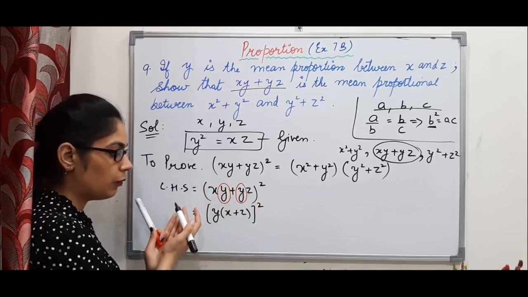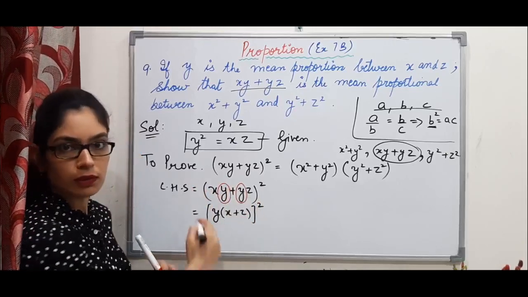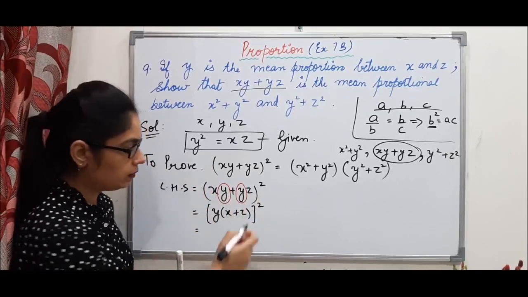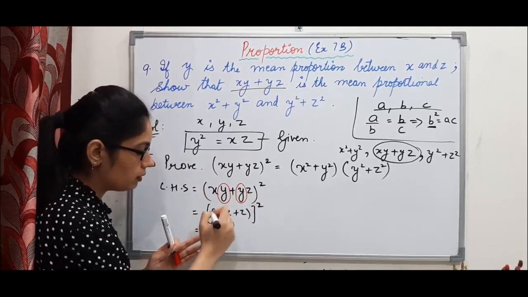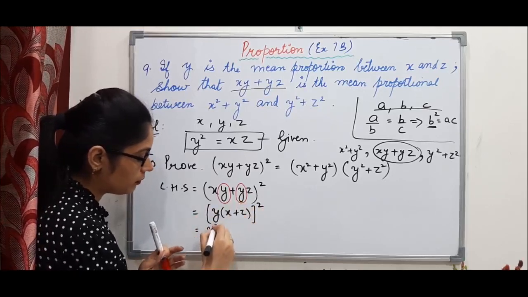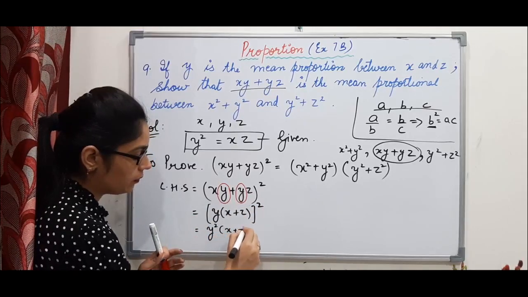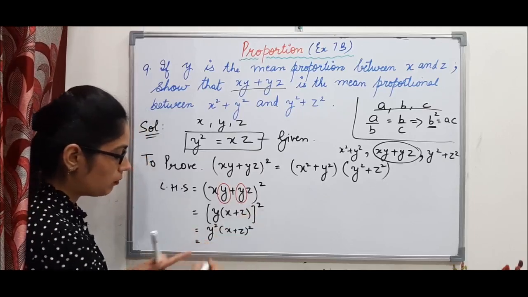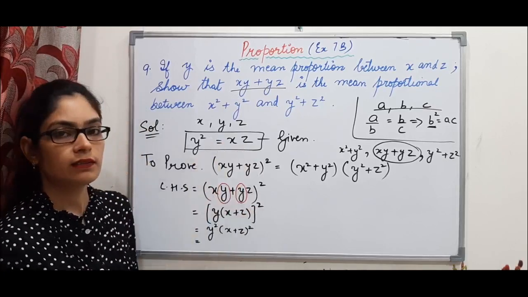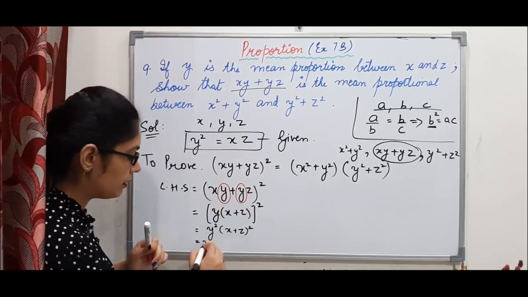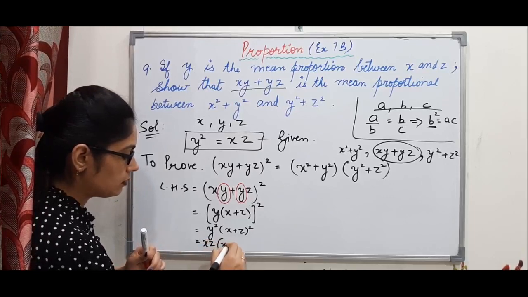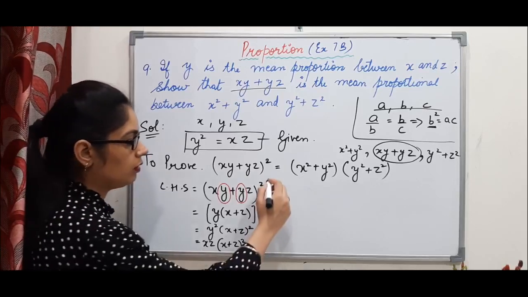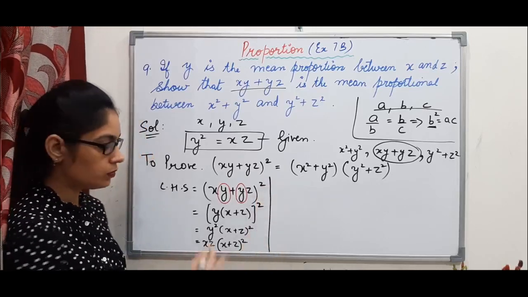So y we are taking out. This square is with this also and with y also. Separately I can write, because this whole bracket means this power is with y also and with this also. So I will write it as y square and x plus z whole square. Separately I have written this square power. Now y square, see, y square is equal to x into z. So in place of y square I will write x into z, and x plus z whole square as it is. So this is my left hand side after solving it.